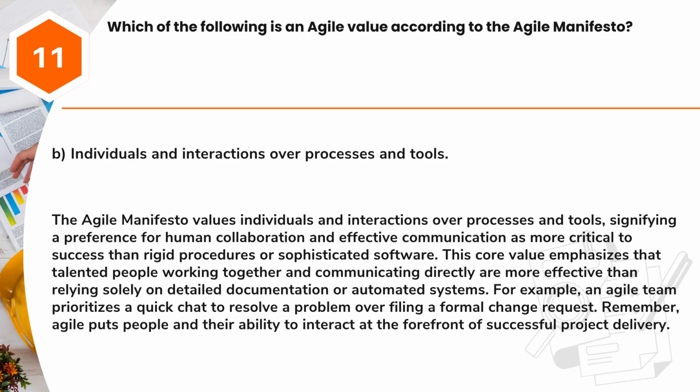This core value emphasizes that talented people working together and communicating directly are more effective than relying solely on detailed documentation or automated systems. For example, an Agile team prioritizes a quick chat to resolve a problem over filing a formal change request. Remember, Agile puts people and their ability to interact at the forefront of successful project delivery.